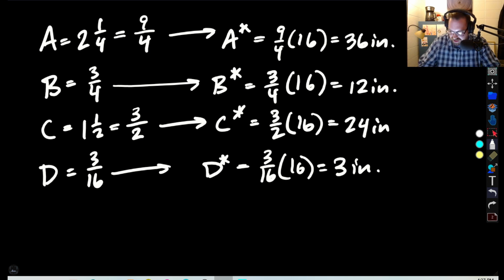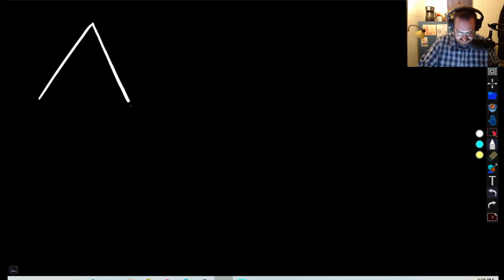Ooh, this one's really fun. I really like this problem because it really gets that whole similar triangle vibe. Now, let's see if I can draw it. That's the next question here.